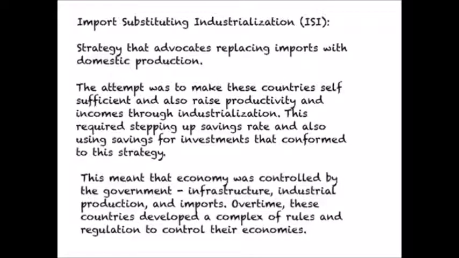So over the years, these different developing countries adopted the ISI strategy, and over time, because they wanted to channelize investments into their most productive use, the governments' control over the economy became immense, and they controlled almost everything: infrastructure, industrial production, imports, exports. And over time, these countries developed a complex set of rules and regulations to control their economies, and they started to industrialize. And this seemed to do well initially, and then these countries didn't do as well as time passed by.